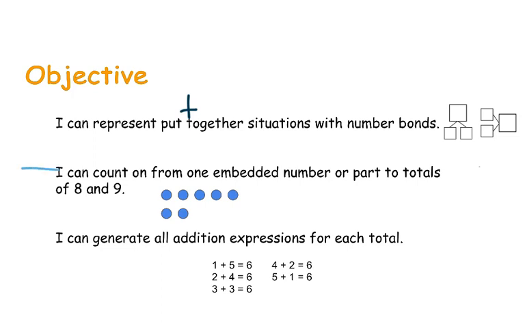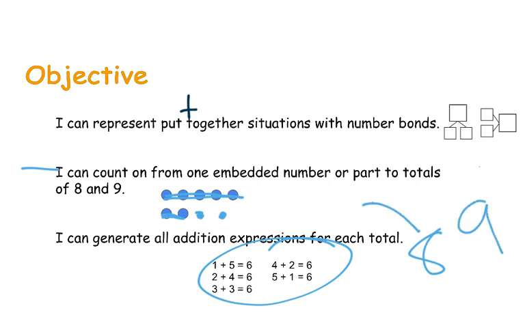Our next objective is I can count on from one embedded number or part to totals of 8 and 9. So what that means is, like what we would do is we see that there are 7 here, so we would go 7, 8, 9. And then I can create all addition expressions for each total. So I have some examples here with 6. So we'll be doing that with 8 and 9. We will be finding all the ways to make 8 and all the ways to make 9.